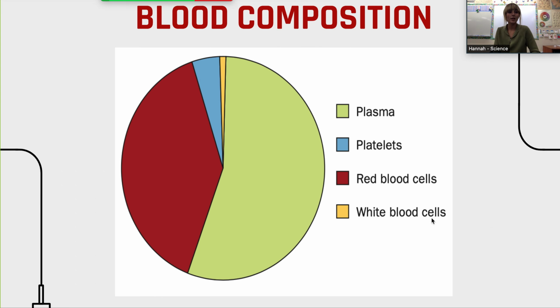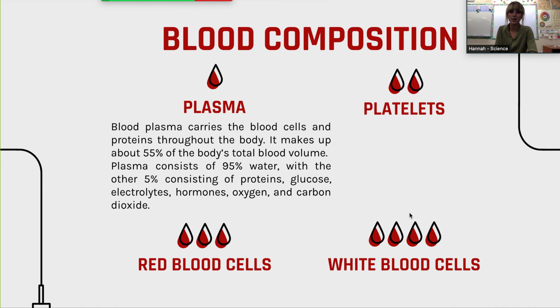So when we look at blood itself, what is it made out of? It's made out of primarily plasma, and we'll learn about what each of these four components are in a moment here, but primarily it's made of plasma, and then the second highest abundance are red blood cells, and then we have some platelets, and finally some white blood cells.